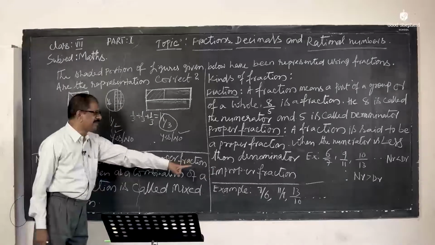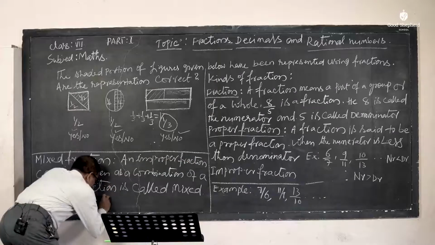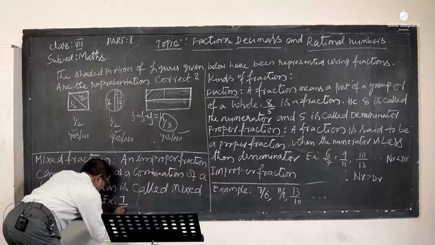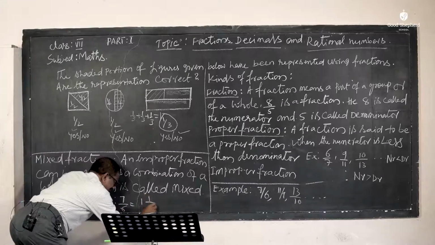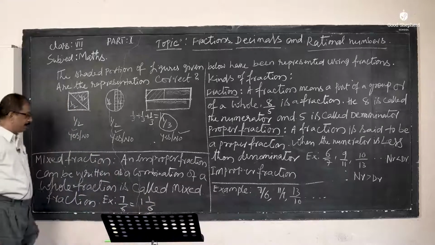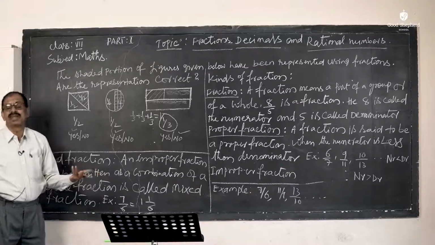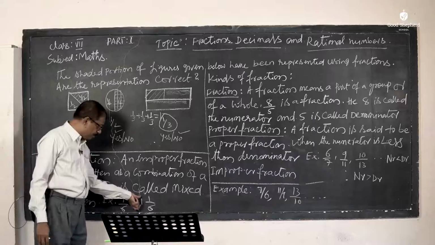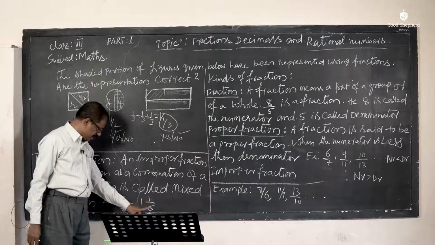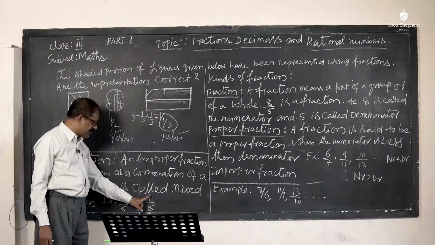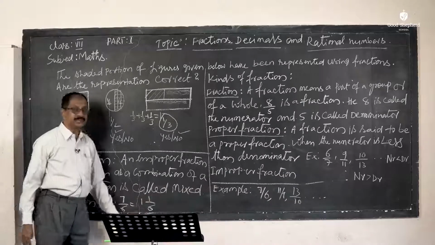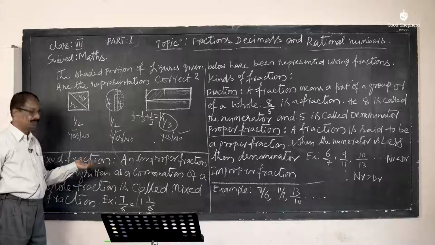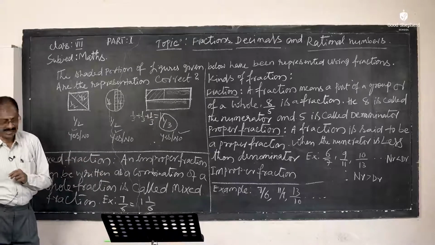Take 7 by 6. Now I can write an example here. 7 by 6 I can write as 1 and 1 by 6. All improper fractions can be written as a mixed fraction. It's a whole and a fraction. Yes, the whole number is 1 and the fraction is 1 by 6. Now 6 ones are 6, 6 plus 1 is 7, so 7 by 6 is an improper fraction. That is also known as a mixed fraction.